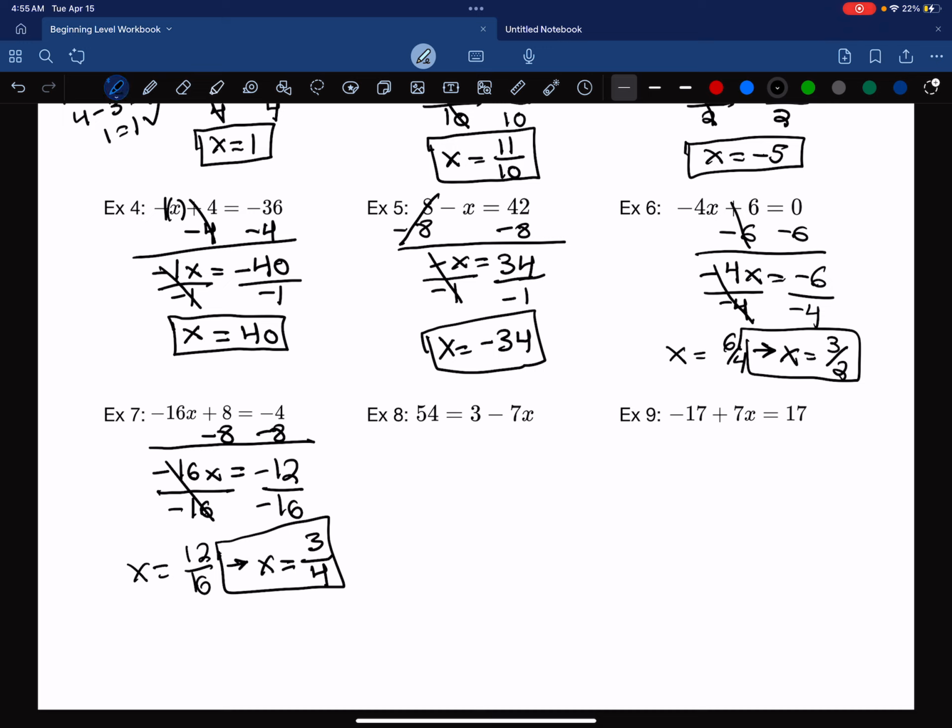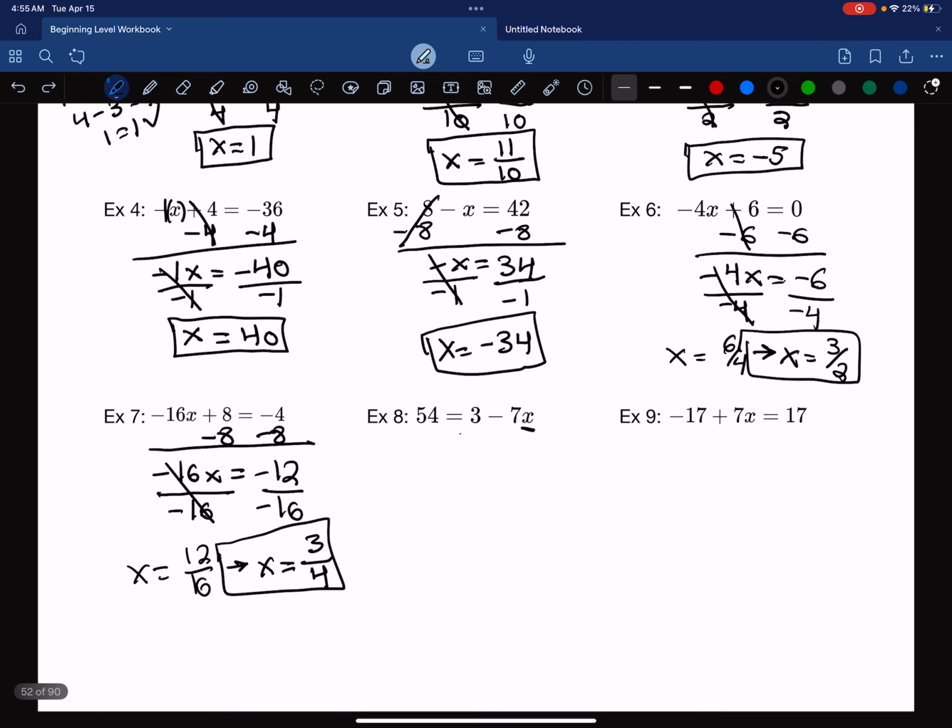Looking at example 8, we have 54 equals 3 minus 7x. So to solve for x here, because this x is way out here and this 3 is way over here, I'm going to subtract this 3 to get this 3 to cancel. And then we have 54 minus 3, which is 51. And we're left with negative 7x. And then here, we're going to divide by negative 7 to get the x on its own.